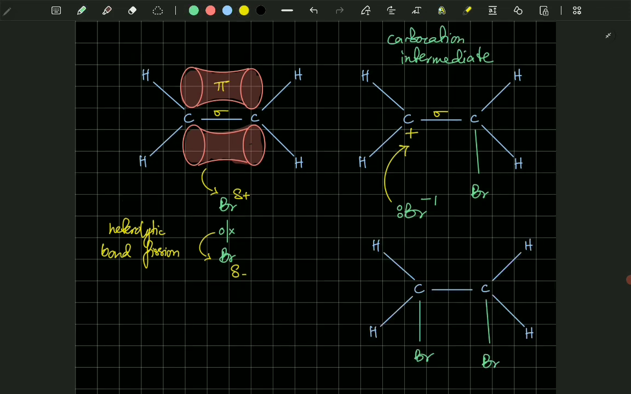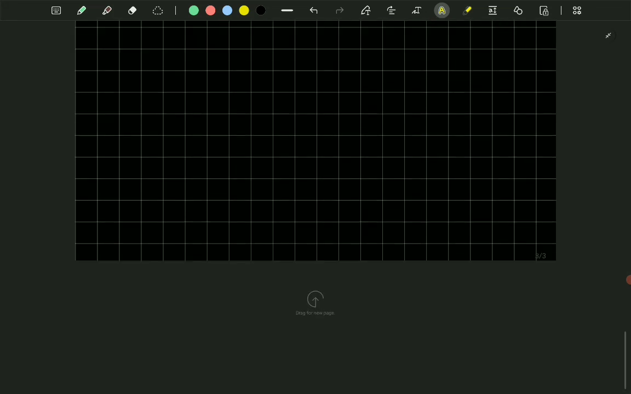And over here, you can see that the molecule is now complete. 2 Brs have been added. So that's the reaction mechanism. And I'm going to draw a simplified version now for the same thing. So here's what's going to happen. And let's draw a simplified one.